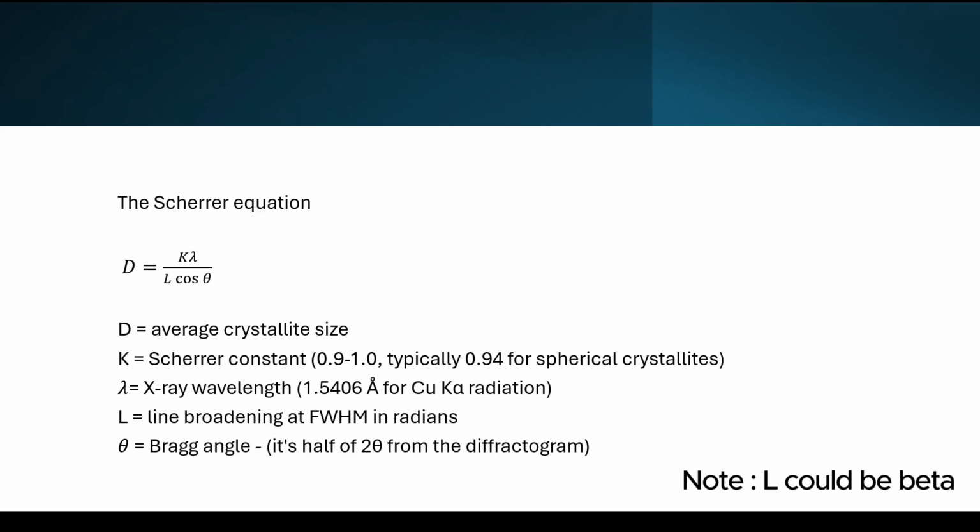Your crystallite size can be calculated using the Scherrer equation, where D equals K lambda over L cos theta, where D is your average crystallite size, K is the Scherrer constant, typically 0.94 for spherical crystallites, and lambda is your X-ray wavelength, which is around 1.5406 Angstrom. L is the line broadening at FWHM in radians, and theta is your Bragg angle. It's typically half of 2 theta from the diffractogram.